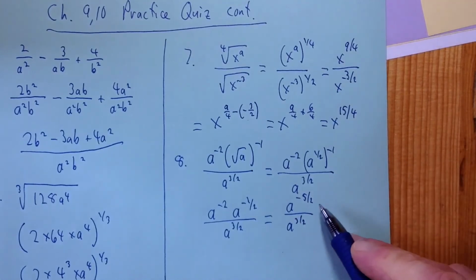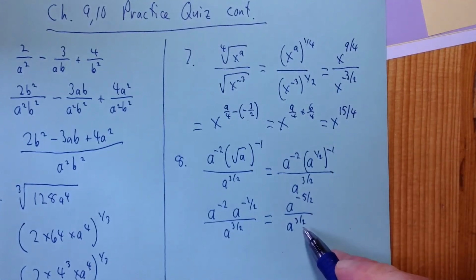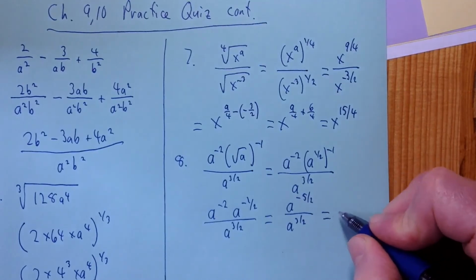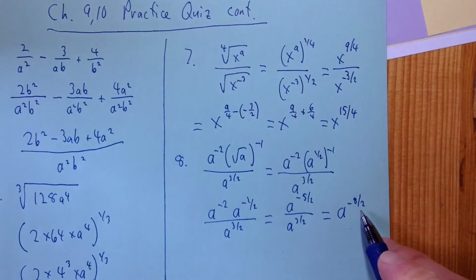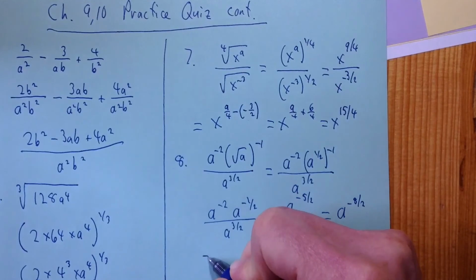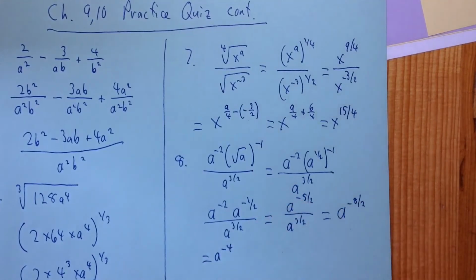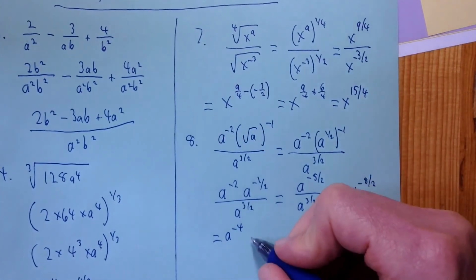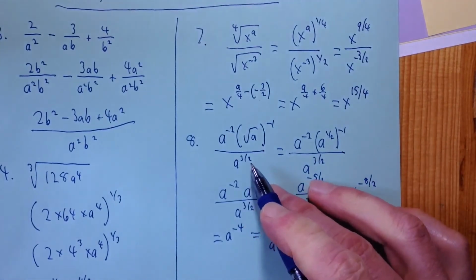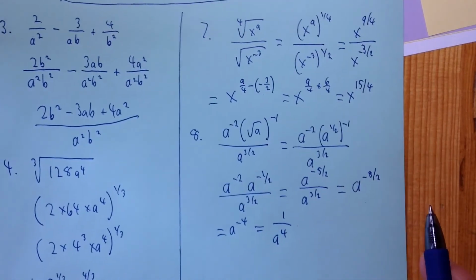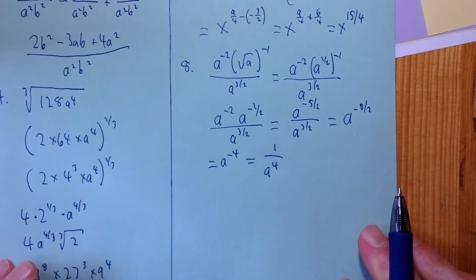Now you subtract: -5/2 minus 3/2. Oh, that's hard math. -8/2. I think that's right. -5 minus 3 is -8/2. So that's equal to a to the -8/2, which is just -4. So that's equal to a to the -4. And again, it's nice to not have negative powers. So that's equal to 1 over a to the 4th. So all that nonsense up here ends up being just 1 over a to the 4th, which is a much simpler way to write it.